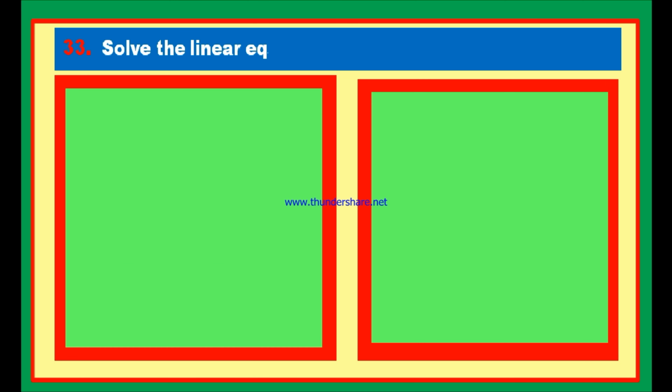Next question, question number 33. Solve the linear equations graphically. 2x minus 3y is equal to 6 and 4x minus 6y is equal to 12. I shall repeat. Solve the linear equations graphically. 2x minus 3y is equal to 6 and 4x minus 6y is equal to 12.